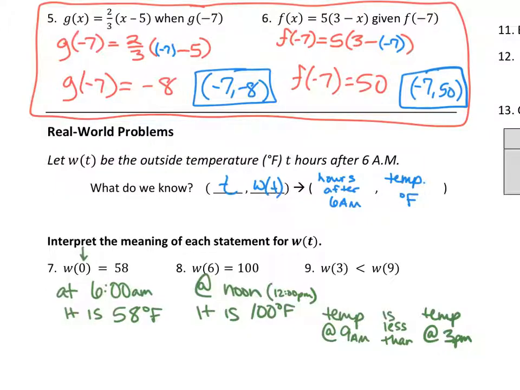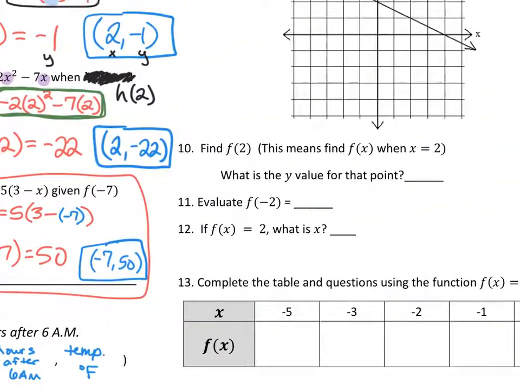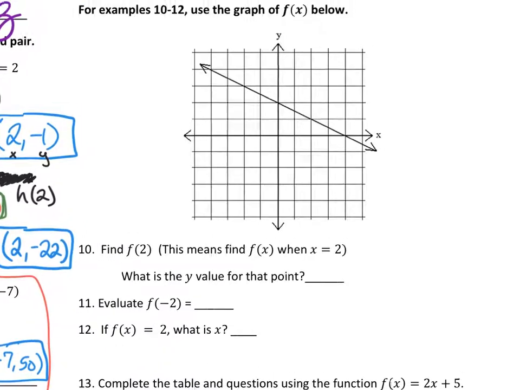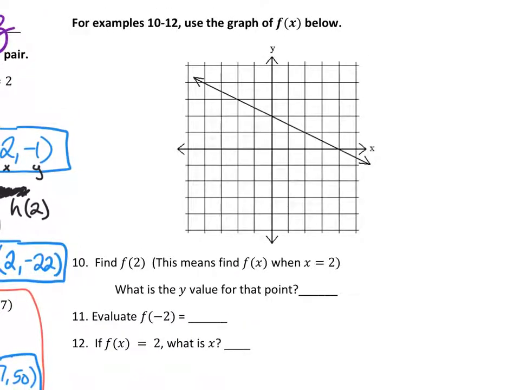We're going to skip the table at the end of this notes, but we're going to go over this graph. Okay? On this graph, we've been putting function notation as ordered pairs. So let's take ordered pairs and put it in function notation. We have a graph here. Its function is called f of x. Number 10 says find f of 2. This means to find the output when the input is 2.